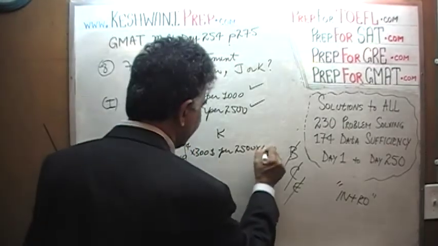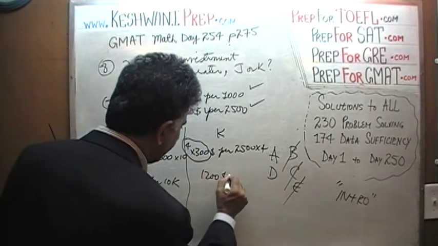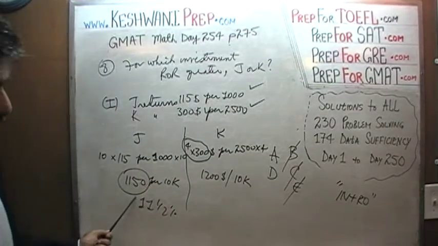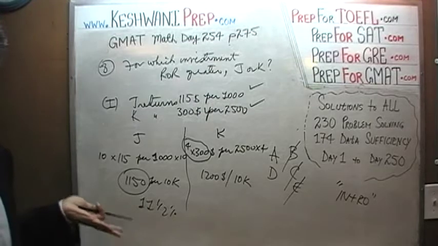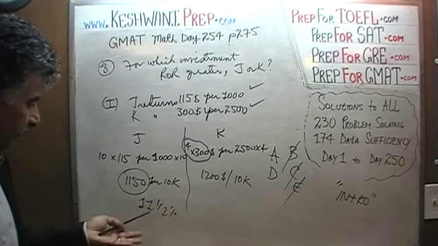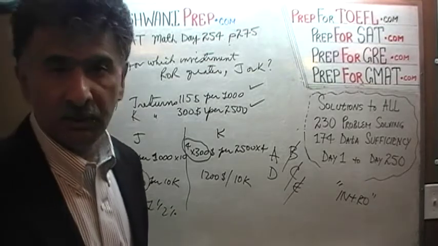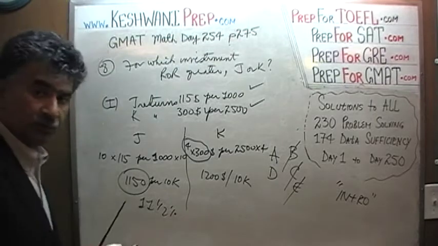Multiply this side by 4, this side by 4. So now we get 4 times 300, which is 1,200 per 10,000. And this one was 1,150 per 10,000. And the question is, which one is greater? Of course, we can figure out the answer. This one is greater. It's 12%. This is 11.5%. But as I said before, this was a sheer waste of time. This is not something we'd be silly enough to do in a real exam. Do you understand? Let's go to the second statement, shall we?